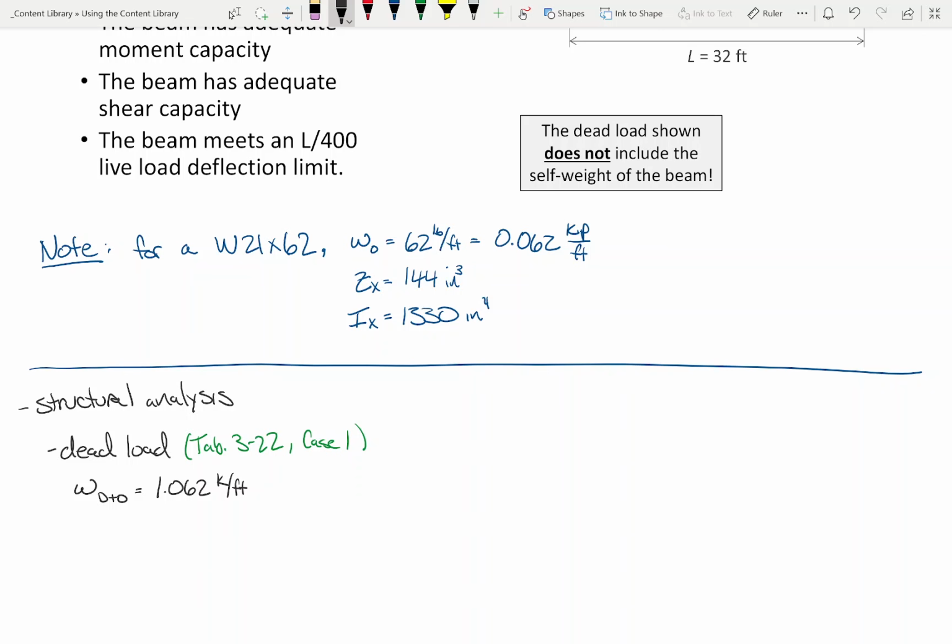Okay. Now, how long was this beam again? 32 feet. Okay. Now, from these, I ask you, what is VD and what is MD? So let's start with VD, okay? So let's just think about this. If you have a simply supported beam with a uniformly distributed load, what's the shear diagram look like? It goes up, down, up, right? So the maximum shear is essentially the reactions, right? And what are those reactions?